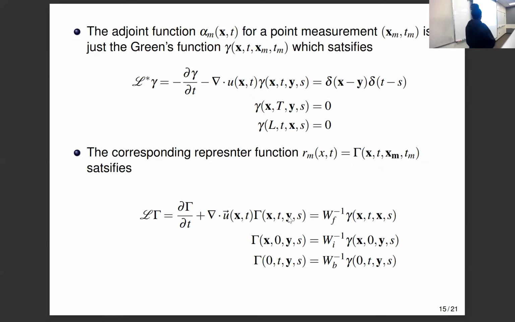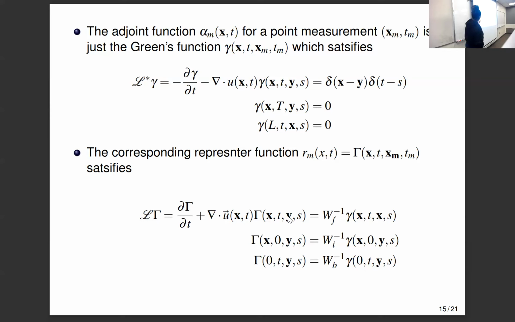We can do that using the idea of Green's functions, because the adjoint function alpha L for point measurement is just a Green's function equal to small gamma with the various inputs, which satisfies this backward in time, backward in space system, and the corresponding representer functions satisfy the forward model.